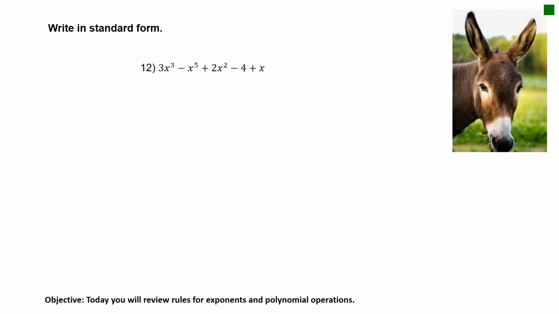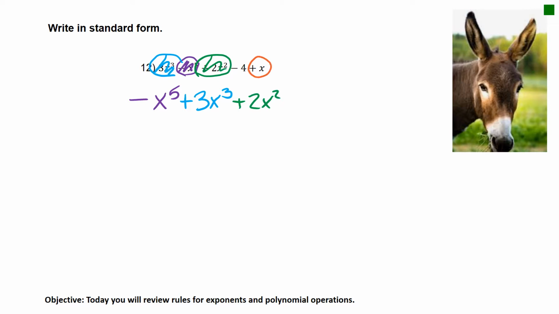We're going to start with the highest exponent, which is this 5 right here, and it's a negative x to the 5th. Once you're done with it, get rid of it. After 5 comes 4. I don't have it. After 4 comes 3. There it is. It's a positive 3x cubed. We're done with that. After 3 comes 2. There's a positive 2x squared. Remember to take the sign with it. After 2 comes 1. There's a plus x. And at the very end is a minus 4.